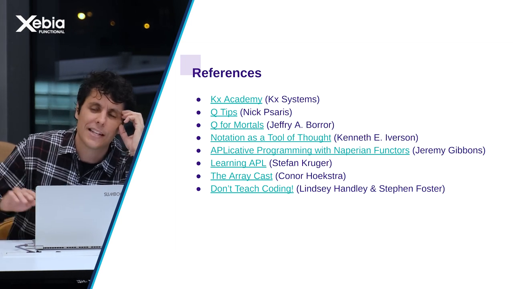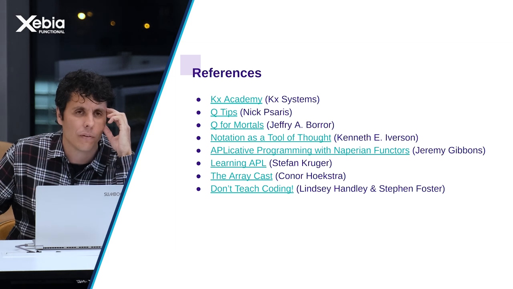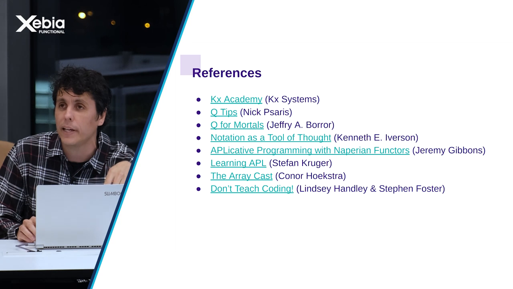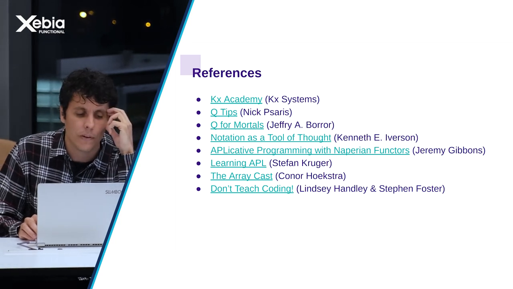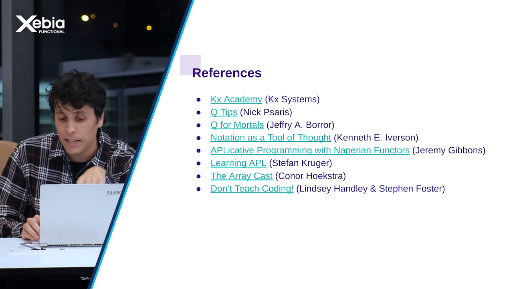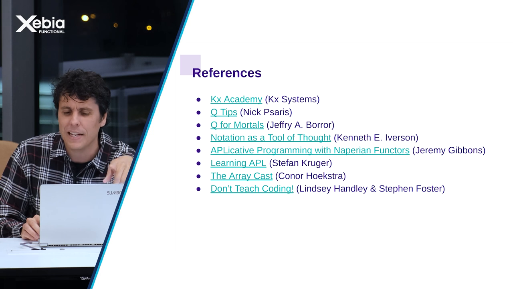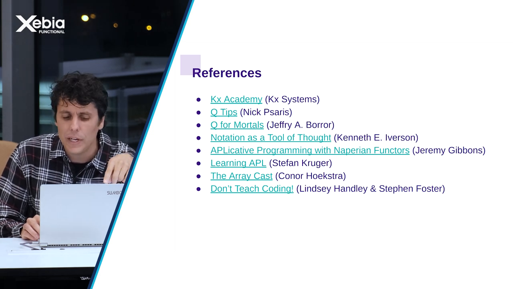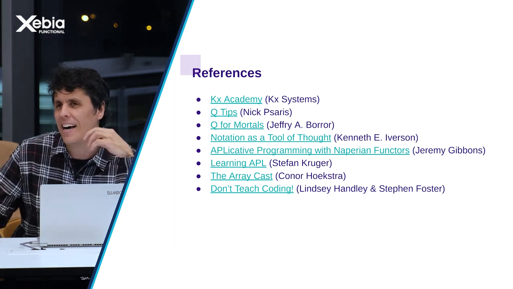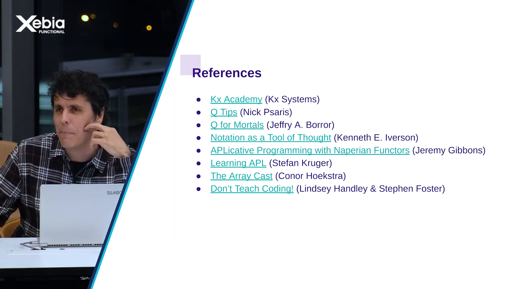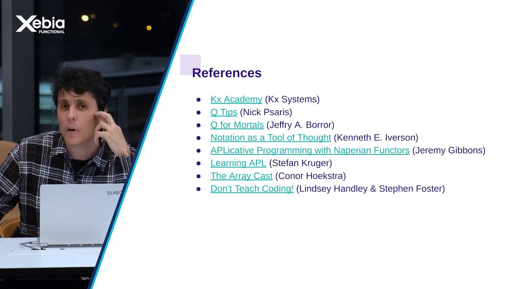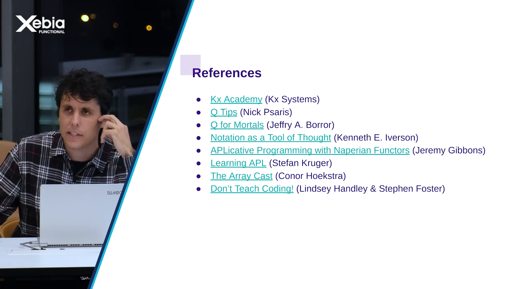If you want to go to the dark side, the academic side or a more theoretical variant, you can read Notation as a Tool of Thought, the paper that I showed before, and also Applicative Programming with Napierian Functors from Jeremy Gibbons. In fact, this paper was presented at Lambda World several years ago. It was the closing keynote, and it's really, really interesting because it uses Haskell to provide a static typing implementation of APL. But in the paper, it shows many connections, like the functor one, like the applicative functor one, and there are many others. So this paper is brilliant.